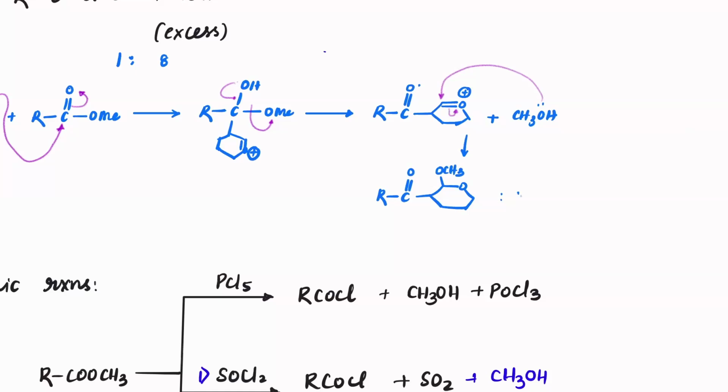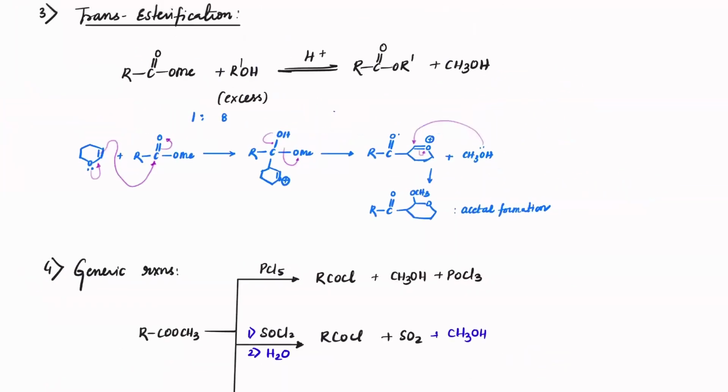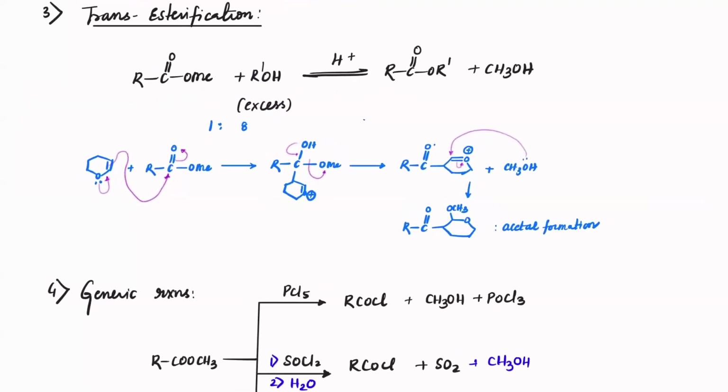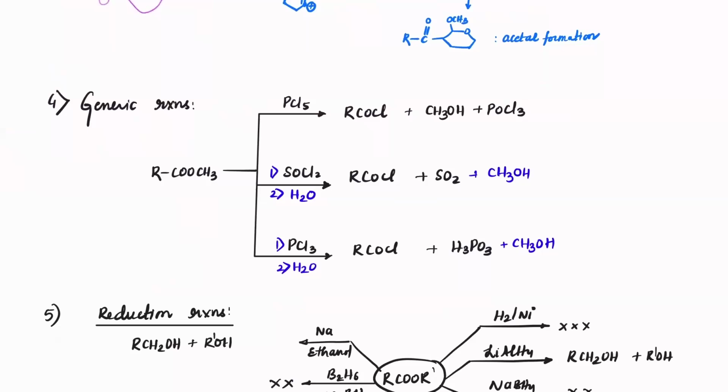So what is this one? An acetal formation. You can see an acetal formation. So you can see first we replace that oxygen here. And this is the way we have made the reaction. And eventually it got to an acetal form. Right. Next, see what are the other generic reactions here.